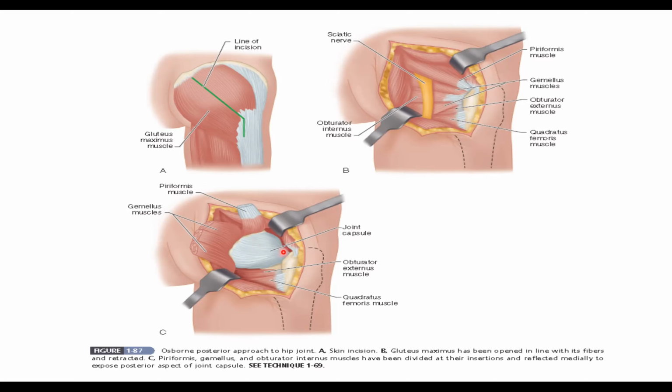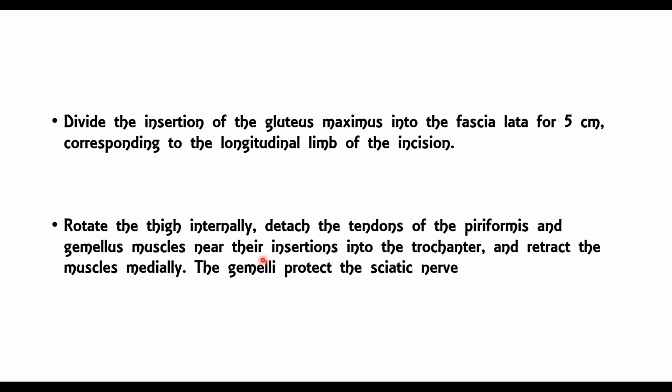You will see this. This is the joint capsule, the posterior joint capsule. So that you can open in the way of an inverted T incision. I will show in the Moore approach. Same thing, you can extend this by dividing the insertion of gluteus maximus in the fascia lata 5 centimeters. Rotate the thigh internally, detach the tendon. Same things. This gemelli will protect the sciatic nerve.